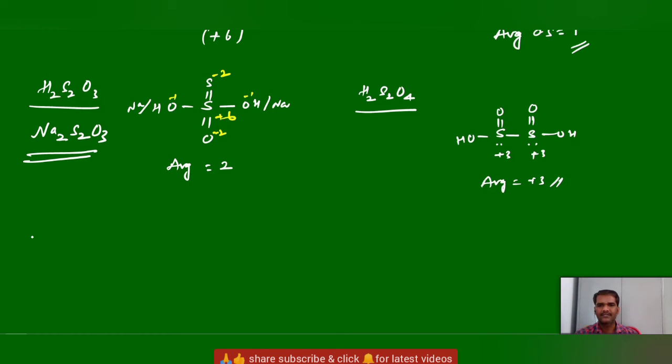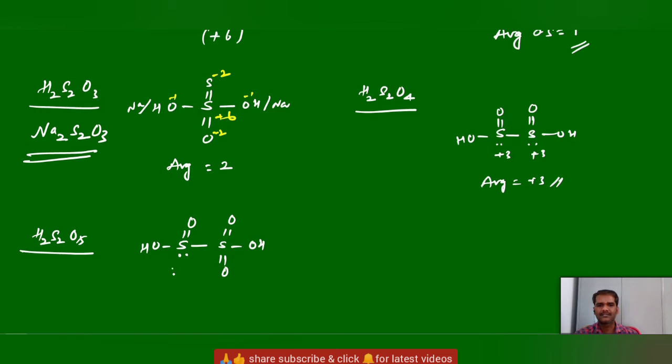Next, H2S2O5, pyrosulfurous acid. The structure is like this. Disulfurous acid, again it is a dibasic acid. Here one of the sulfurs carries two double bonded oxygens, and the other sulfur only one double bonded oxygen. A little different structure. It carries a lone pair.